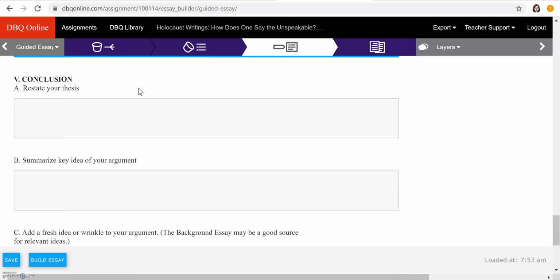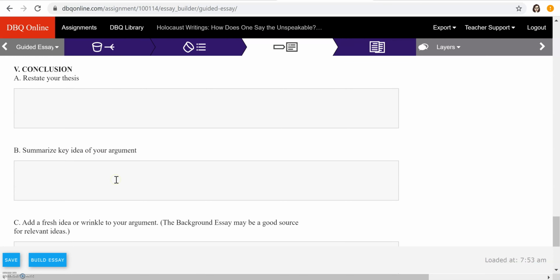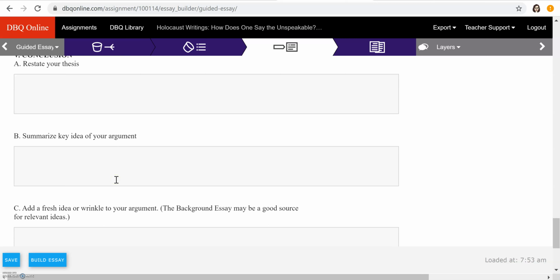You can say, in order to present the horrors of the Holocaust or communicate the horrors of the Holocaust, writers use different techniques. Or you could say repetition, imagery, and whatever else that you chose, are used by authors to create an image of the Holocaust to put readers in it. It's just restating your thesis, but you don't say it the exact same way. This is your key argument. So basically, why is it important?